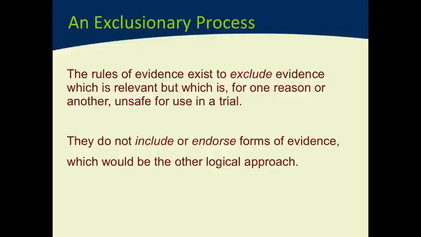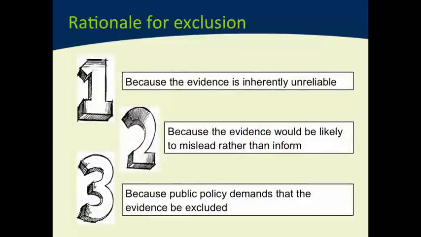Evidence tends to be excluded for one of three basic reasons. Now there are a lot more than three rules, but all of the different admissibility rules can really be tucked under three headings. The first one is because evidence is inherently unreliable. So there may be some evidence that is relevant, but it's so inherently unreliable that we're really wasting our time by bringing it in front of the court. Admissibility rules will prevent that evidence from being considered.